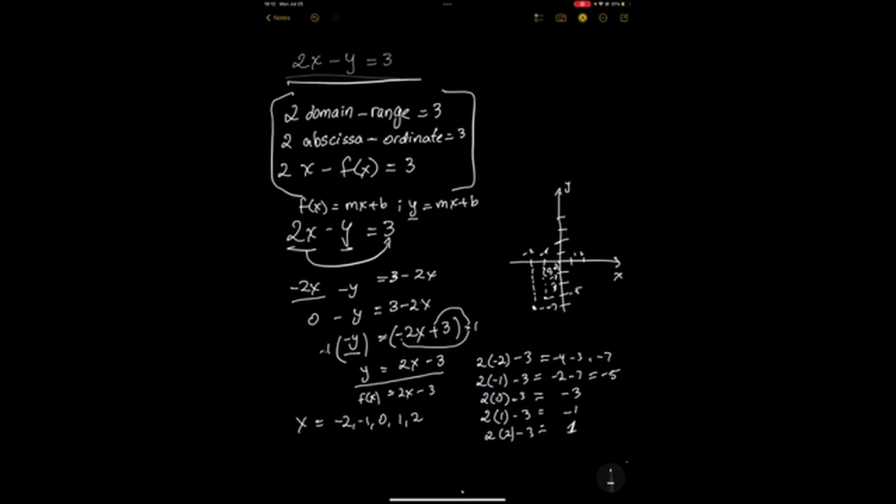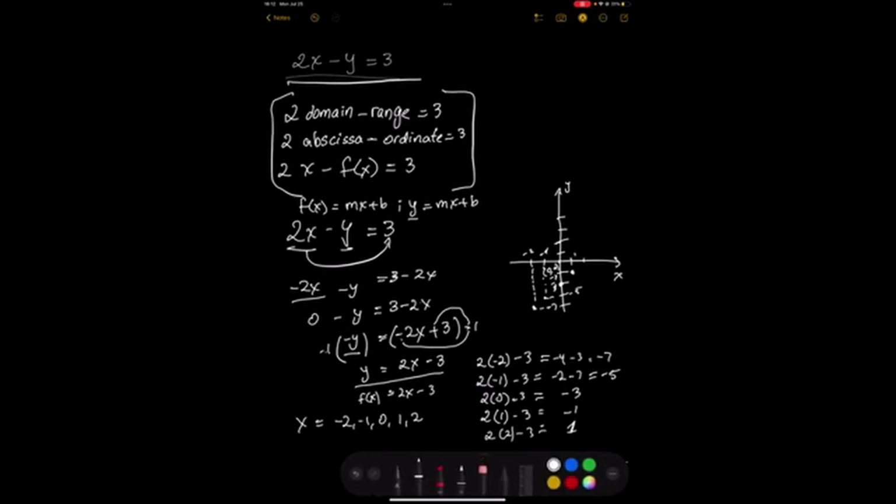When x equals 0, we get negative 3, which is right here. When x equals 1, we get negative 1, which will be right here. When x equals 2, we get 1. So 2 and 1. Okay, let's see again. This is 2 and this is 1.